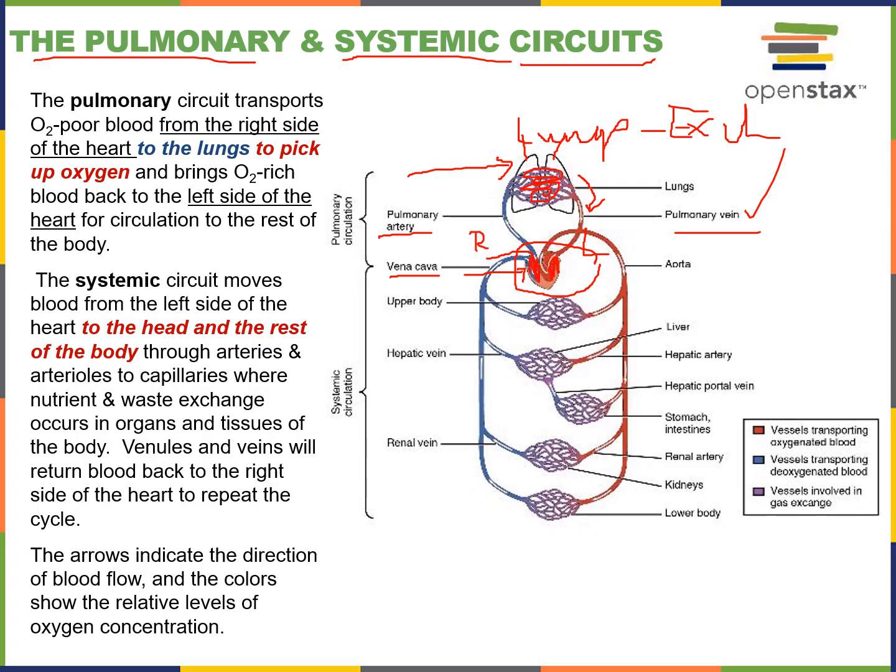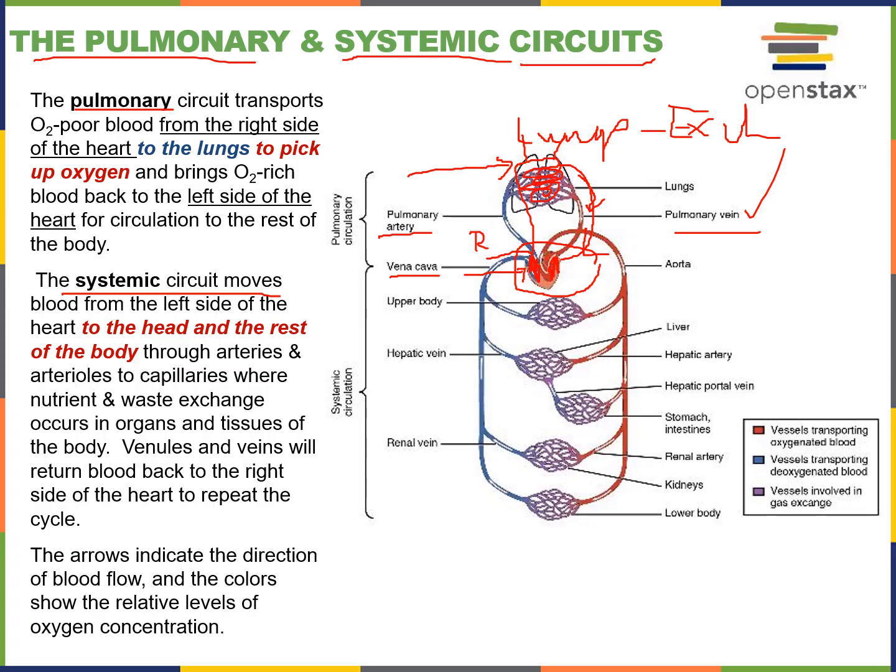So we will develop this a little bit more when we look at the structure of the heart. It's important that you remember that the left side of the heart pumps blood to the rest of the body. The rest of the body is what's referred to as the systemic circuit. The circuit we just went through, from the right side of the heart to the lungs, picking up oxygen, back to the heart, that is the pulmonary circuit. The word pulmonary always refers to lungs. Systemic always refers to all around the body.